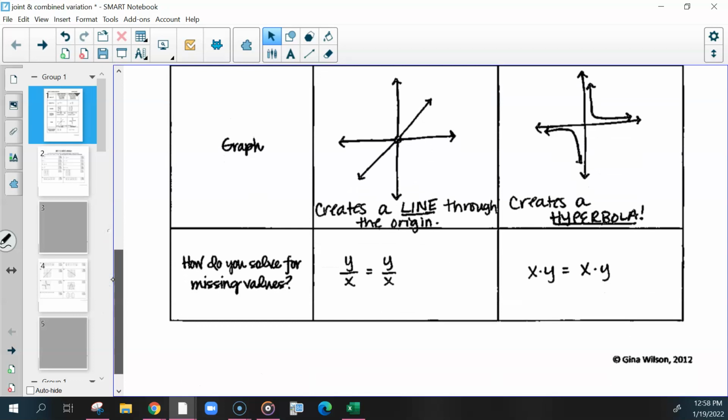And then solving for the missing values, you can use the proportions or the equation. They're both technically equations. Or the method where you find k, put it into the equation, and then solve with the values given.